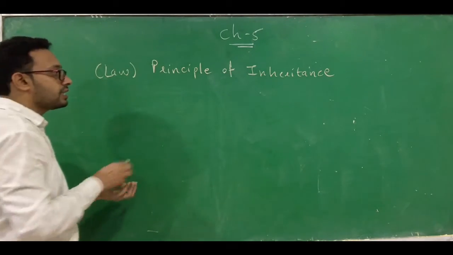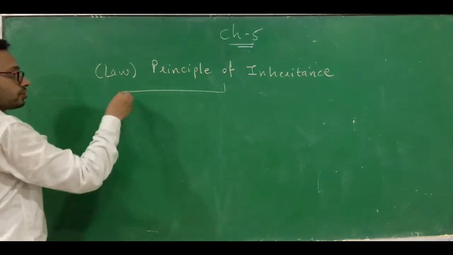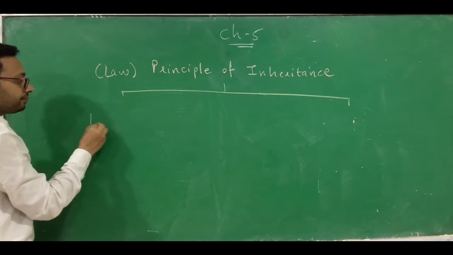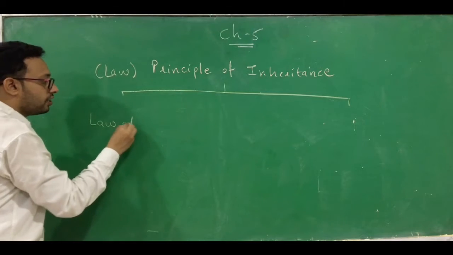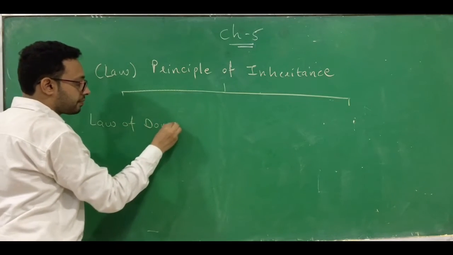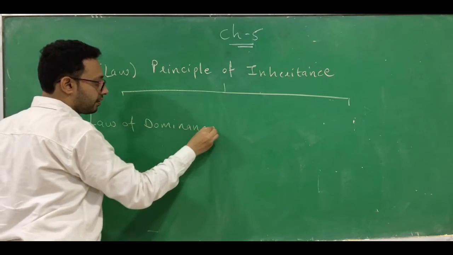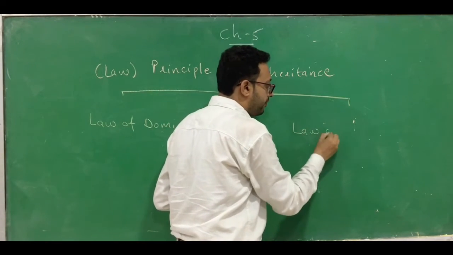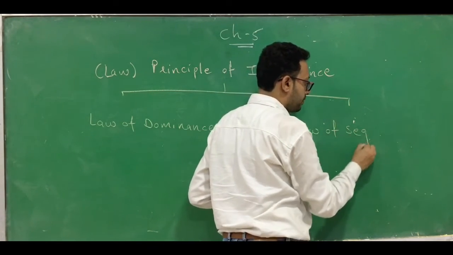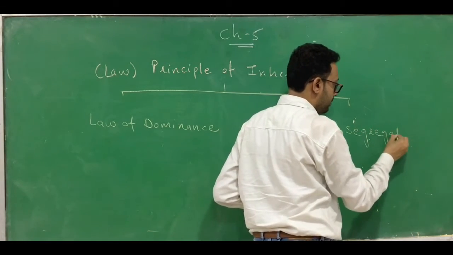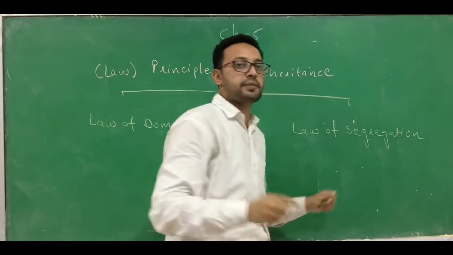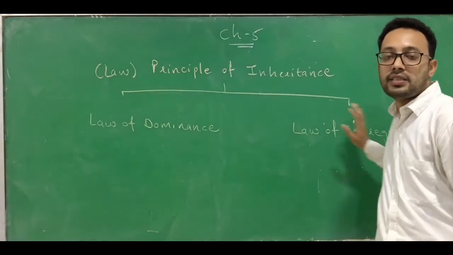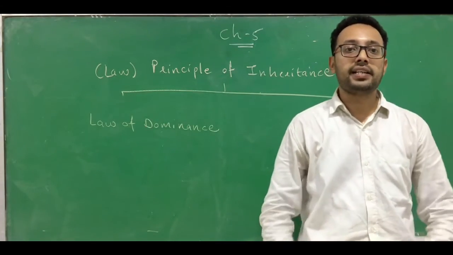Which 2 laws has he formulated? There are 2 laws based on his observation. He has given 2 laws. The first law is the law of dominance, and the second one is called the law of segregation. There are 2 laws under the principle of inheritance. First is the law of dominance and the second one is the law of segregation.